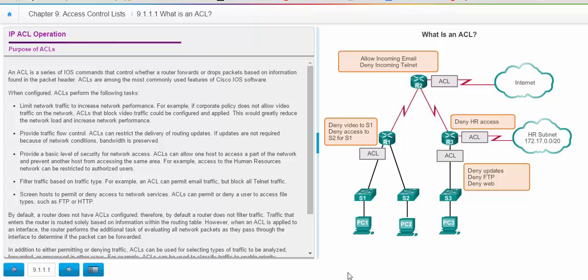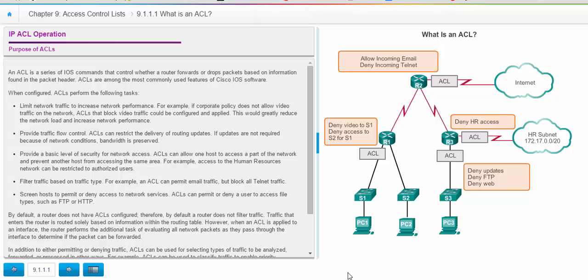Some of the things ACLs do are the following. They're going to limit your network traffic, and this will increase your network performance. If you're only allowing certain types of packets in, then you're controlling the amount of network traffic you have. It provides traffic flow control. It provides a basic level of security for your network because you're allowing or denying information. It's going to filter your traffic based on the traffic type, and screen hosts to permit or deny access to the network services.